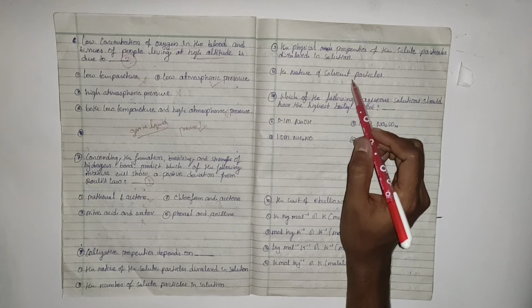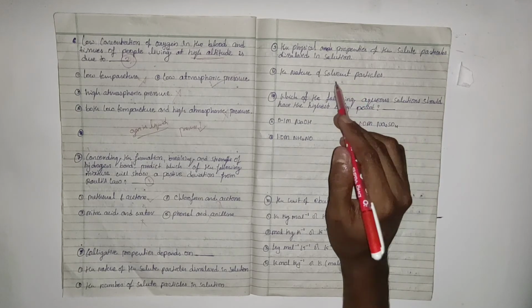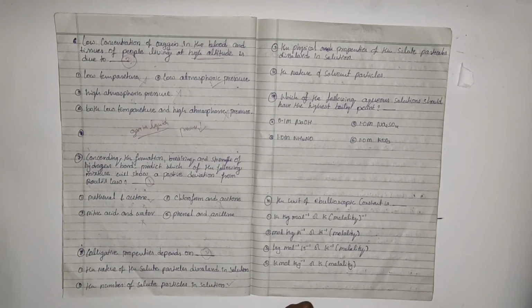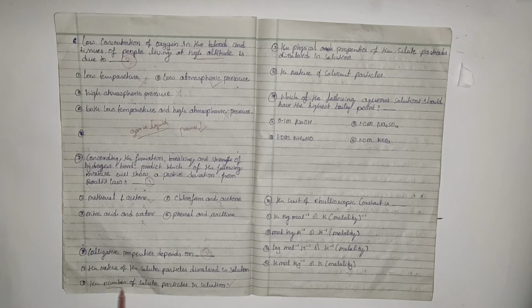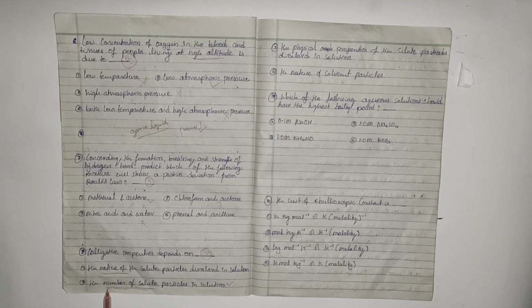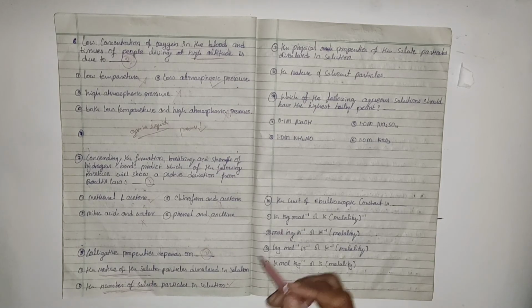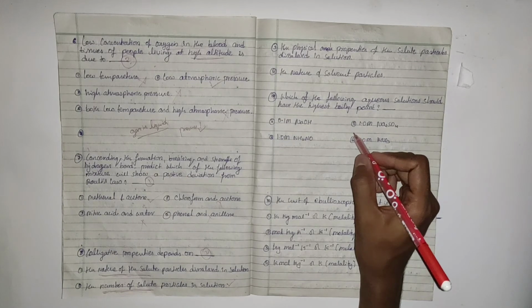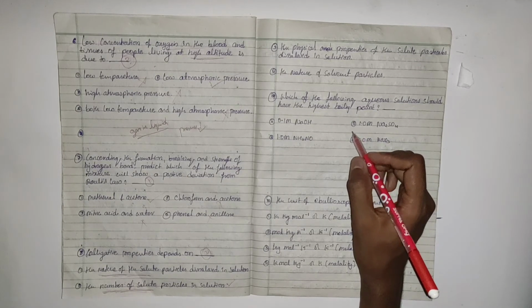According to the definition, the right answer is the second option. Why? Because the colligative property of any solution depends upon the number of solute particles, not on the nature. Very important: it depends upon the number of solute particles and not on the nature of the solute or solvent. So the right answer is option second. Now we'll move on to the ninth question.